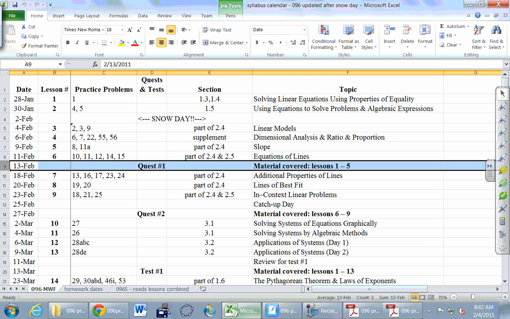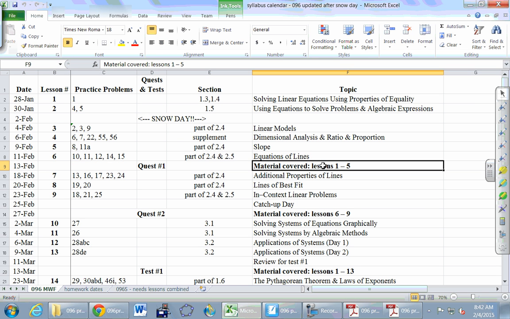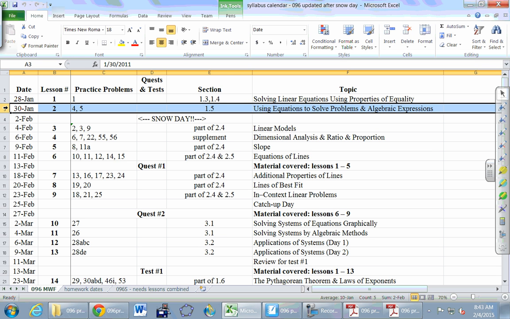So let's take a look here. See that box right there? It says that for quest number 1, the material covered is lessons 1 through 5. And if you want to practice something from lesson number 2, let's see, 2 there, you're going to go into the practice problems packet, which you just picked up, and look at problems 4 and 5. That column is the list of all the problems that are relevant to each of the lesson numbers. Does that make sense? I'm hoping it's easy to follow. Again, there's a lot of new stuff at the start of any course, so this is something we'll figure out. But that's what that column is that we haven't talked about yet so far.